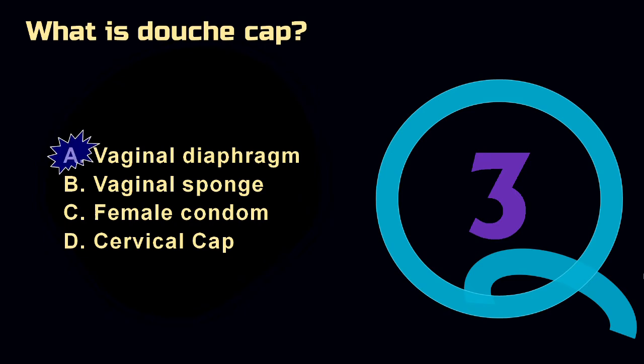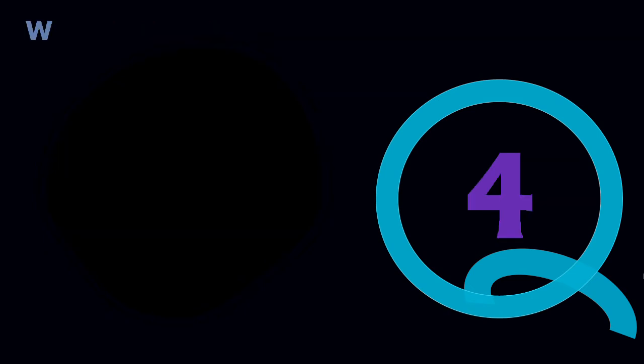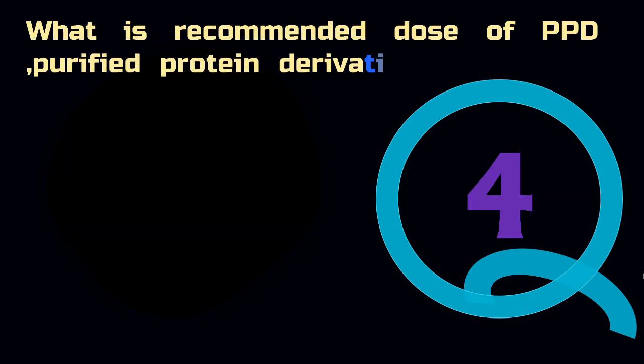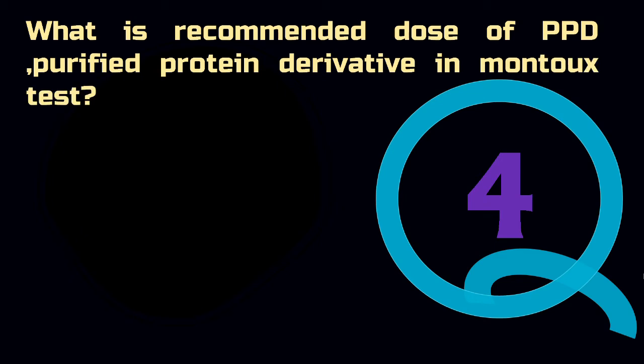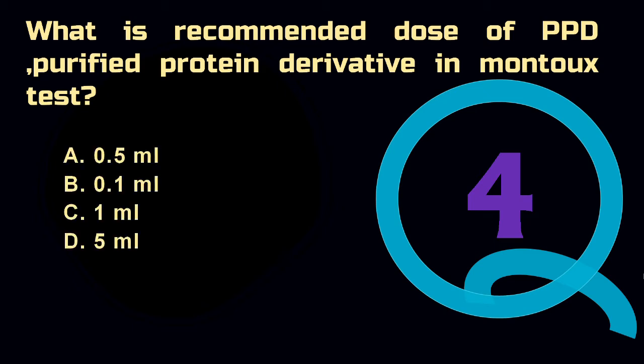The next question is, what is the recommended dose of PPD, that is purified protein derivative, in Mantoux test? Option A, 0.5 ml, option B, 0.1 ml, option C, 1 ml, and option D, 5 ml. The correct answer to this question is, the recommended dose of PPD in Mantoux test is option B, 0.1 ml.